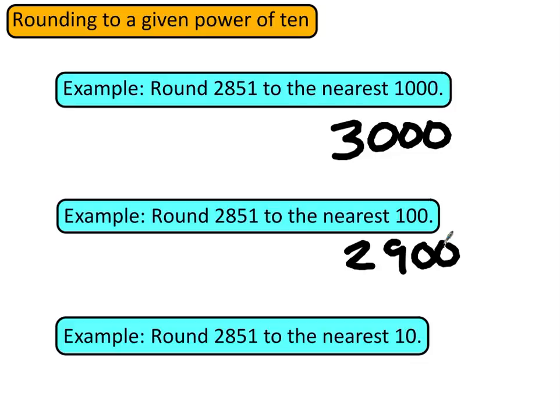And the final example on this page, what is it to the nearest 10? Well, think of the tens, think of the number line. Is it closer to 2,850 or 2,860? And of course it is 2,850. So don't overcomplicate this. Think about it in terms of the number line and in terms of what it's asking you to round to, and you will find the questions very, very simple.